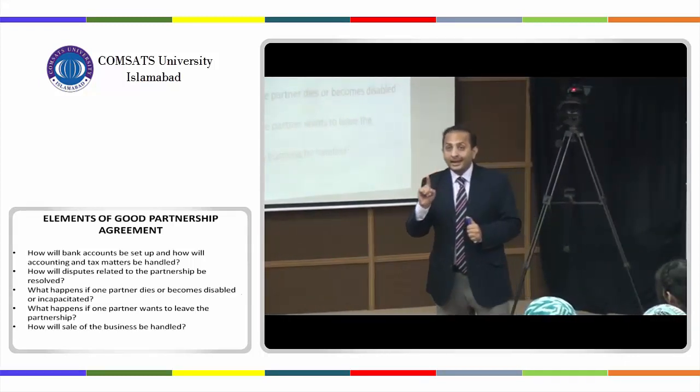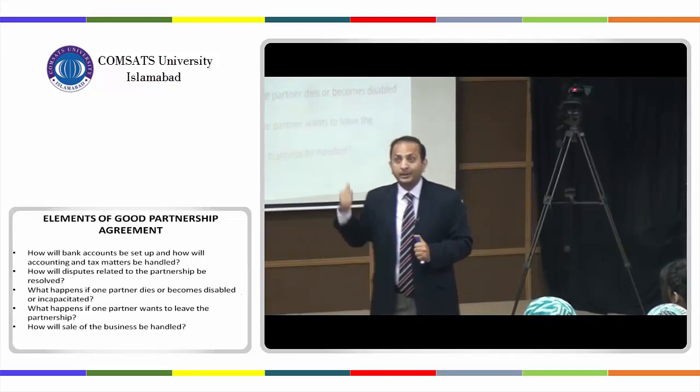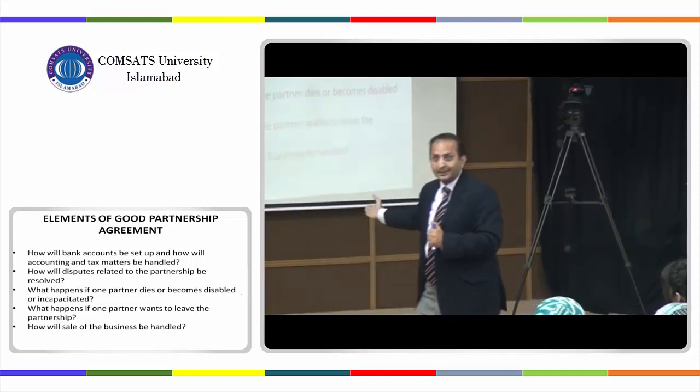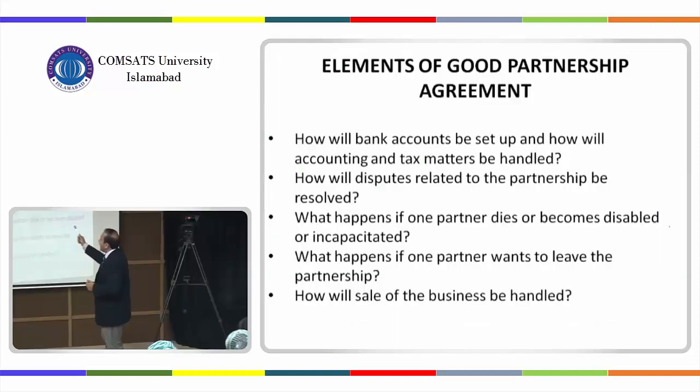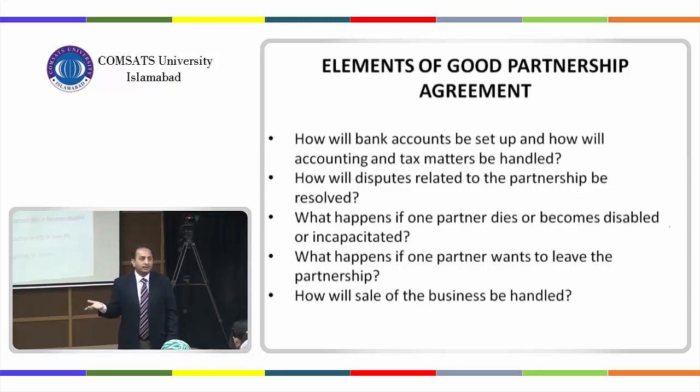But there are a few other factors that need to be taken into consideration. Let me go through these slides, I think these will clarify things further. It's not that simple. How will the bank accounts be set up? And who will be the signatory on the checks? It's important. You may have 15 partners, but you cannot allow everybody to have the authority whereby he can single-handedly sign the checks and withdraw cash.